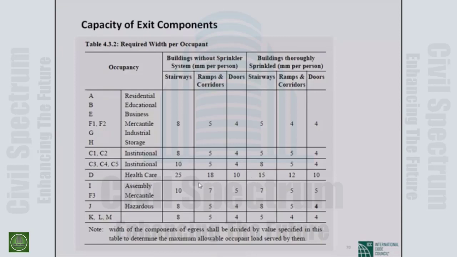Here is a table which gives you the maximum requirement for a stair depending on the type of occupancy. The width of a stair, ramps, doors, and all of that are here. If it is sprinklered or not sprinklered. As for example, if it is residential, your stair is 8. If it is a ramp, it is 4. If it is a door, it is 4. So you can see a stair is just double of the door. Always it is almost double.